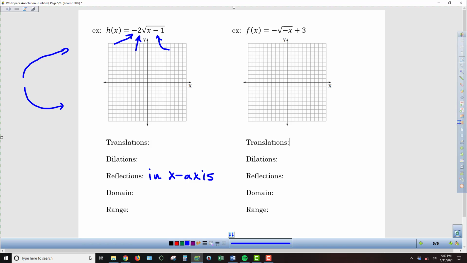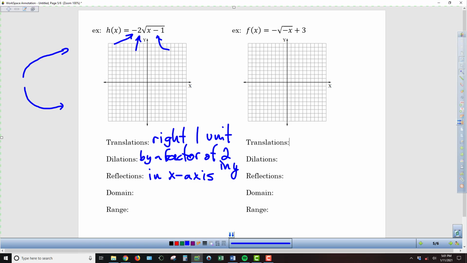Because of the 2, that's another dilation. So we're dilated by a factor of 2 in the y direction. So meaning all of our vertical movements are going to be twice as big. And then finally we have the translation because of the -1. That's underneath the square root symbol, so it's going to be horizontal and in the opposite of the direction that we would expect. So we're going to be translated to the right 1 unit.